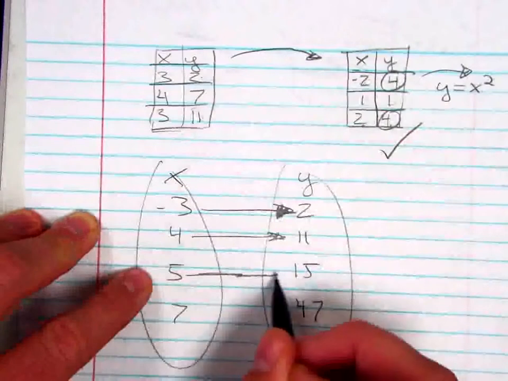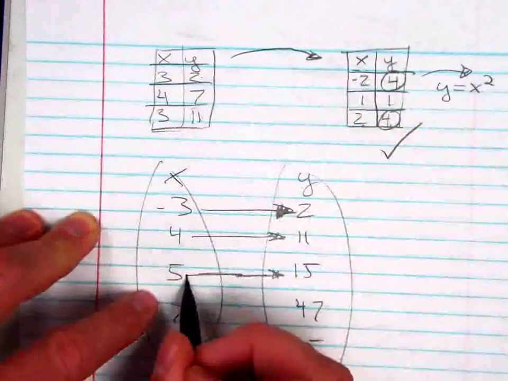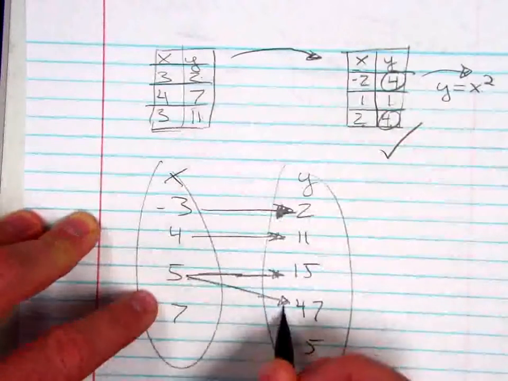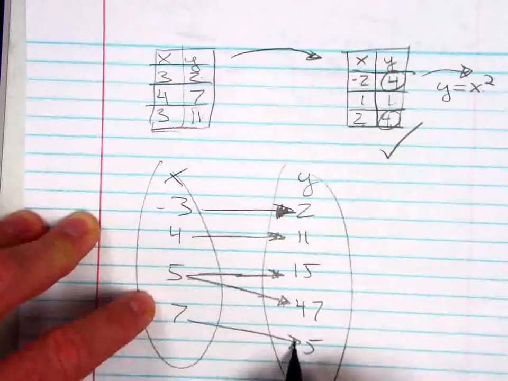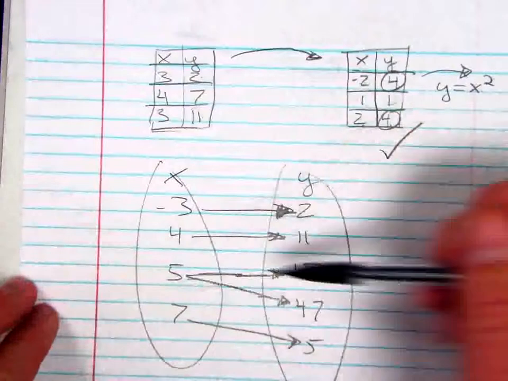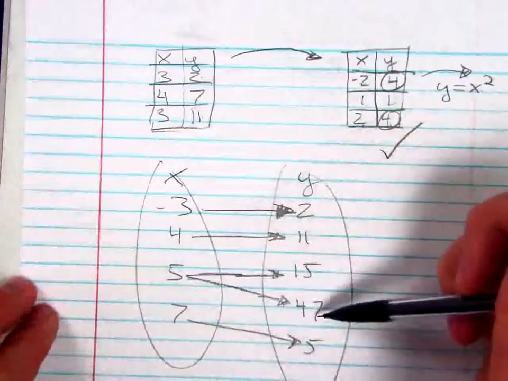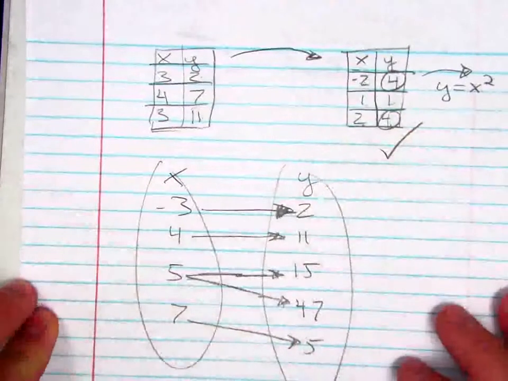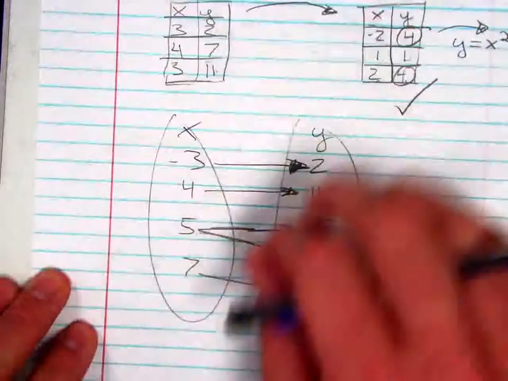If I throw in a 5, my output is 15. If I throw a 5 in again, my output is 47. And if I throw a 7 in, my output is 5. As you can see, this is not a function. So if I put the 5 in once, I get a 15. If I put the 5 in again, I get a 47. I can explain the same idea. You're going to see the same type of problem with different representations.